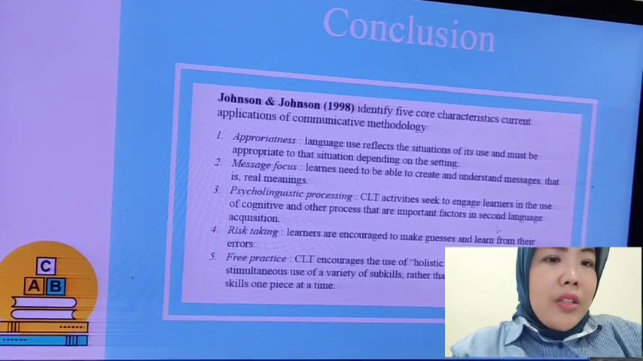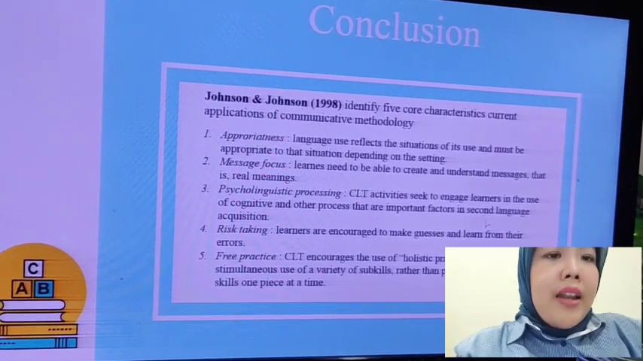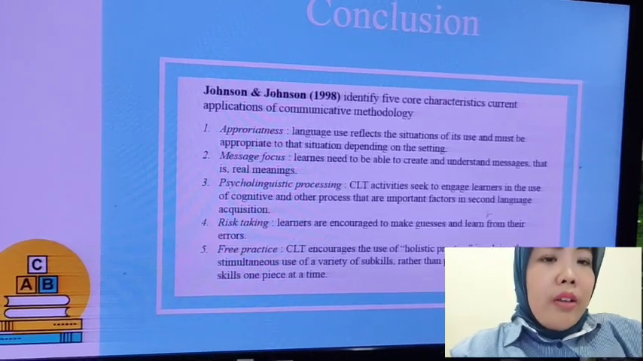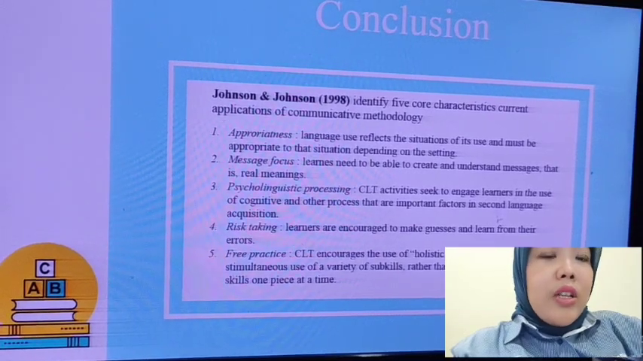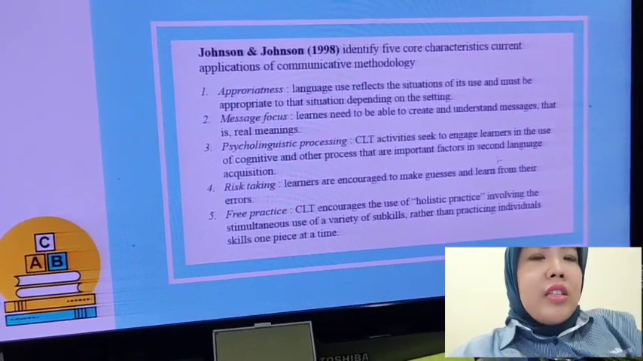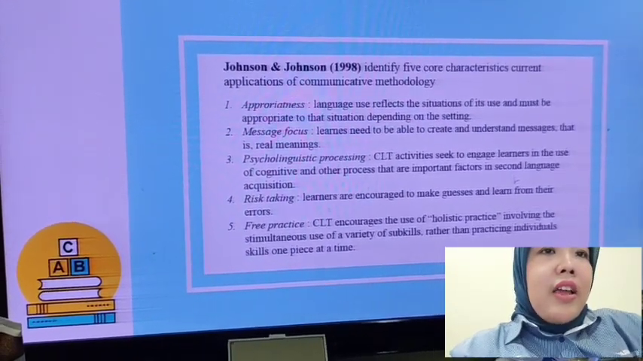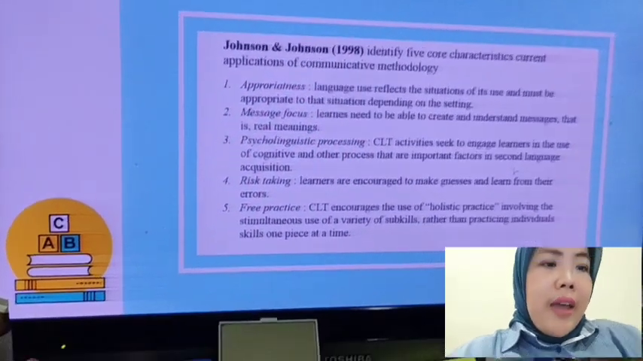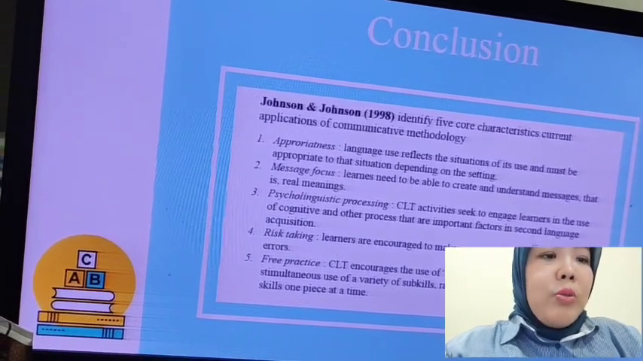second language acquisition. And the next, number 4, risk-taking. Learners are encouraged to make guesses and learn from their errors. And the last, free practice. CLT encourages the use of holistic practice involving the use of a variety of sub-skills rather than practicing individual skills one piece at a time. Well, that's all from my PPT discussing current communicative language teaching.